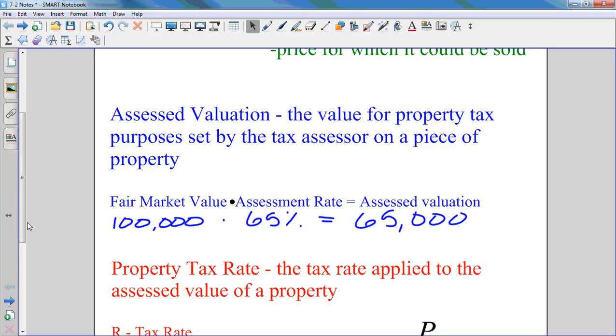And then you have your property tax rate. Okay, that's the rate that you actually have to pay on your assessed valuation. Now, does anybody in here know where property tax money goes? Where does property tax money go? Your parents, if they own something, they pay property tax on it. Where does that money go? What part of the community? You're sitting in it. School. Most property tax money goes to the school.